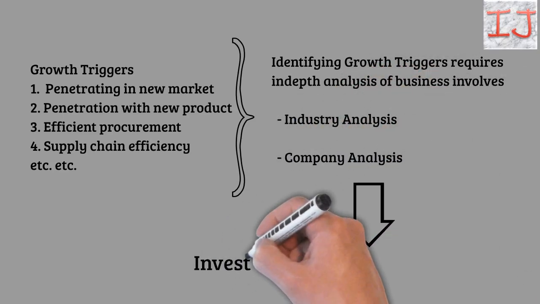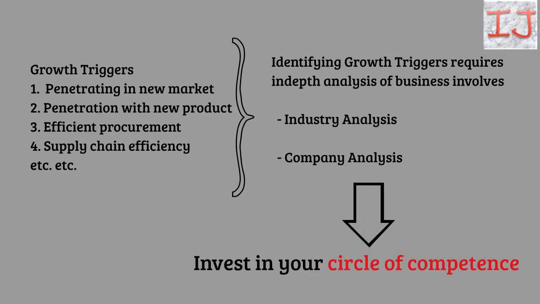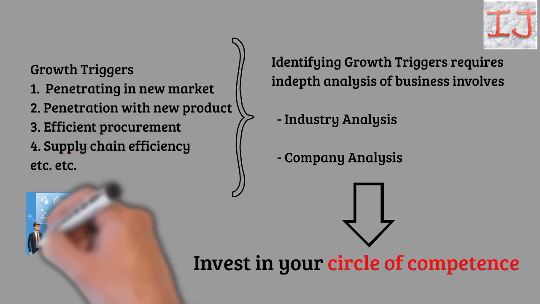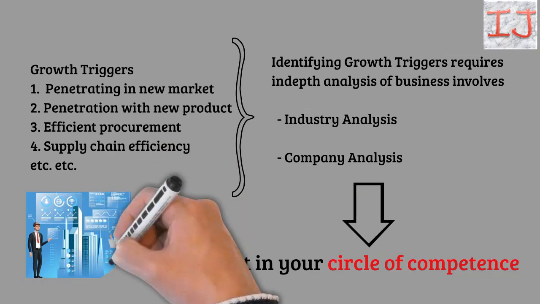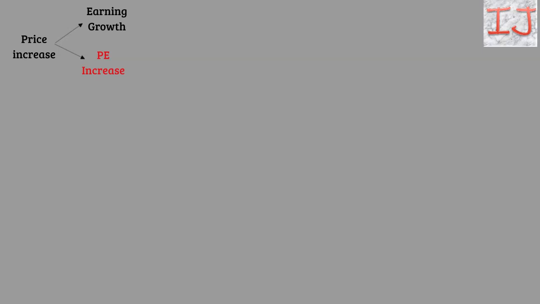That's why it is said to invest in your circle of competence, that is, in a sector about which you can identify the growth triggers. For example, it is easier for an IT professional to identify the growth triggers in the IT industry rather than in the steel industry. This was about the earning.